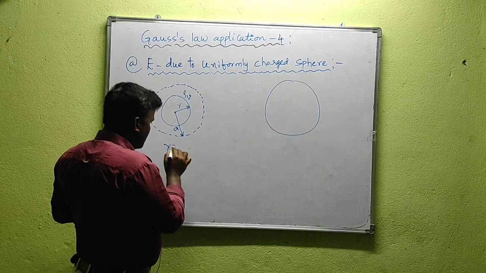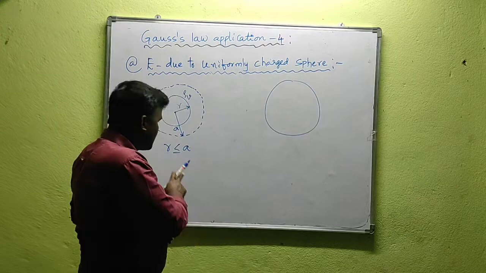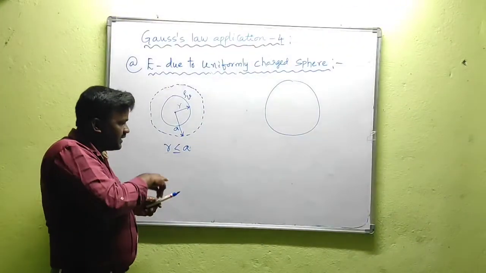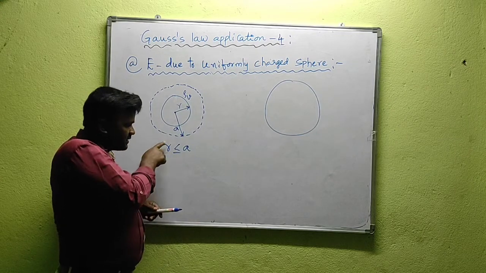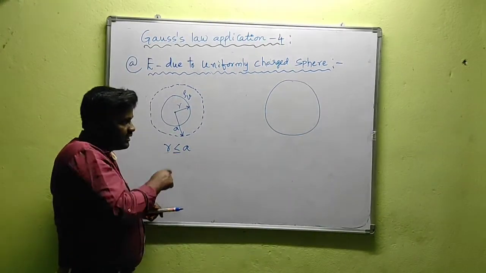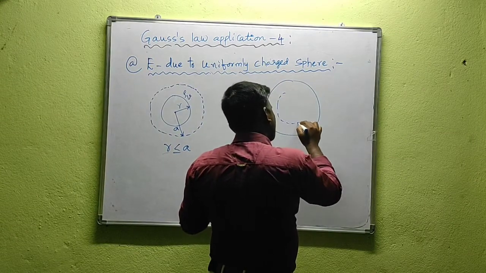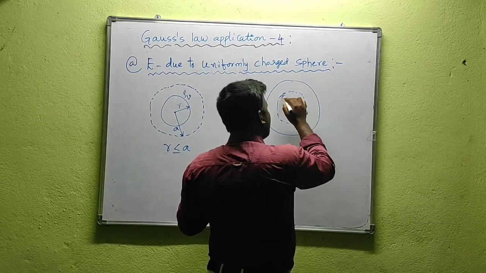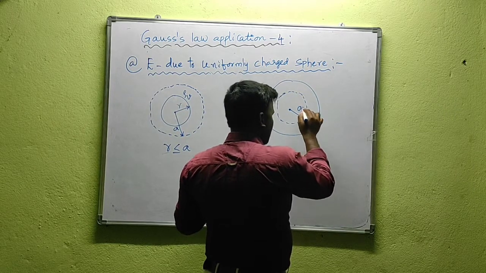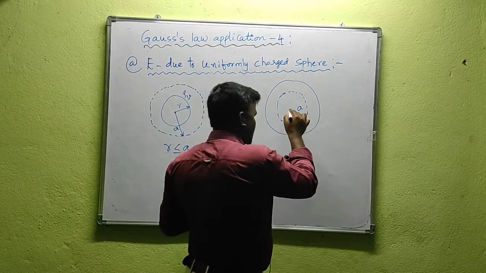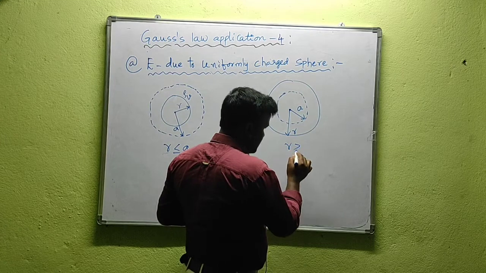In this case r is less than or equal to a. And why I consider equal? I need to determine the field, okay. Here I consider a reference radius a, okay. For that I consider r is less than or equal to a, and for this case I consider r is greater than or equal to a. So it is our a, okay, reference radius, and another one. So this is large sphere. In this case we have r greater than or equal to a.